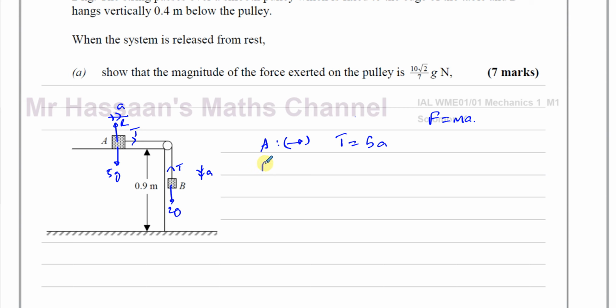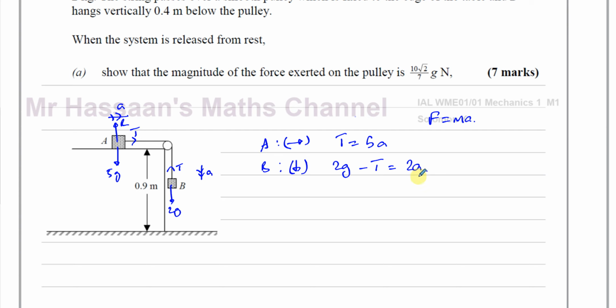And if I consider B, B is going to be heading towards the ground, so I'm going to take down as positive for B. The resultant force on B is 2g minus T, and that's equal to mass times acceleration, which is 2 times a. All right, so now what I need to do is find the tension in the string.